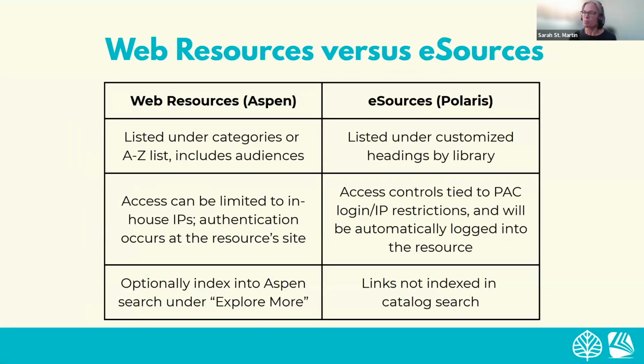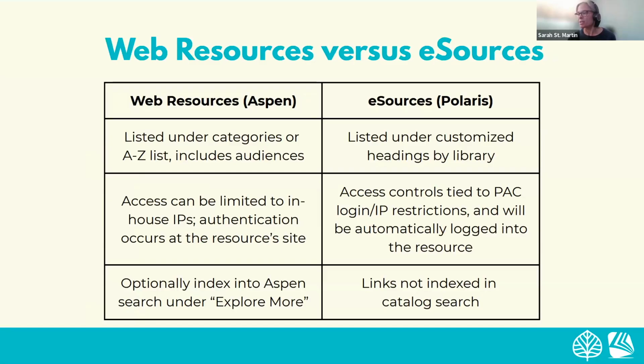Web resources in Aspen versus eSources in Polaris, they're fairly similar. In Aspen, you can list them under categories that you can create or an A to Z list. eSources in Polaris, you can list them under customized heading by library. So they're a little different.